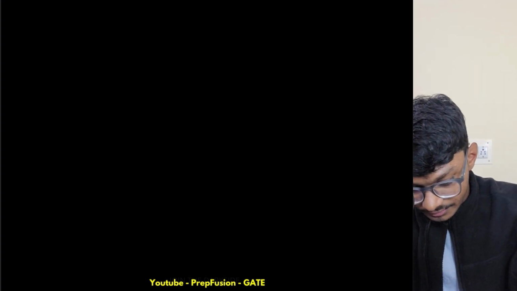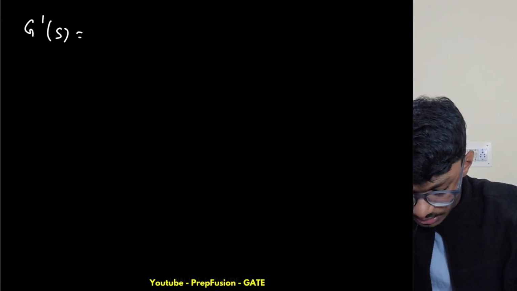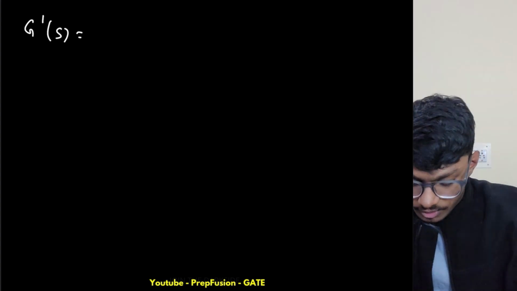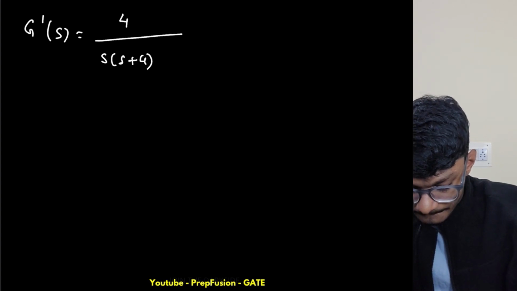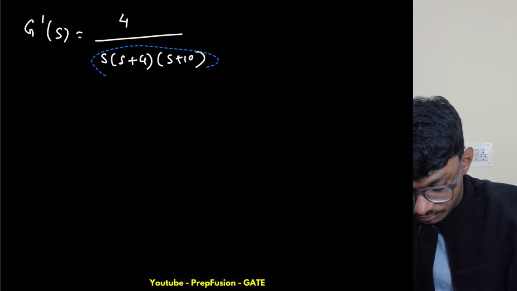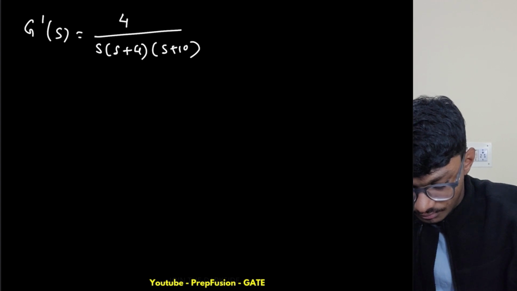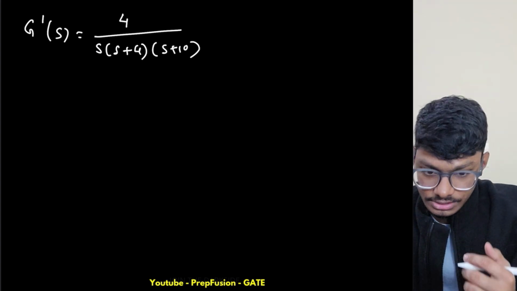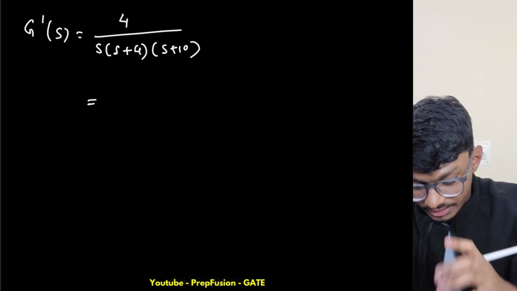So the OLTF becomes something like this, let's name this as G dash of S. It is 4, which will still remain because the K value is still 4, divided by S into S plus 4 into S plus 10. Okay, so this is my OLTF basically. So now can we further find this out?